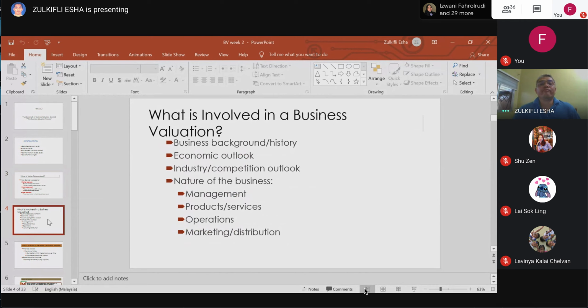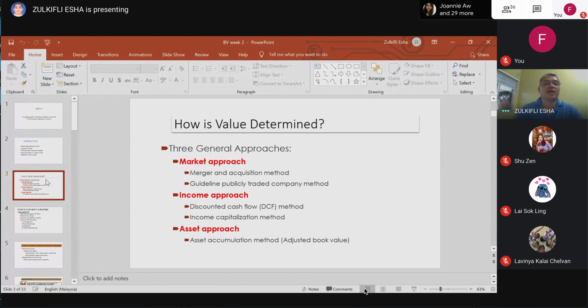Okay, what is involved, as I mentioned a few days ago, don't worry too much about these approaches, because today we are not going into great detail on them. This is an introduction to the approaches that we can choose from to value the business. In the coming weeks, we will go through each of these approaches in quite some detail. So this is just to introduce to you guys. In order for us to value a business, these are the approaches that we can choose from.